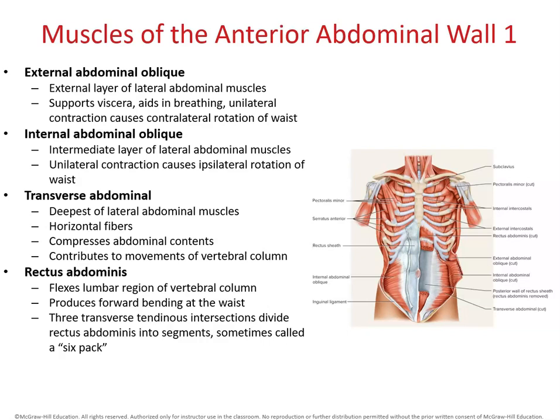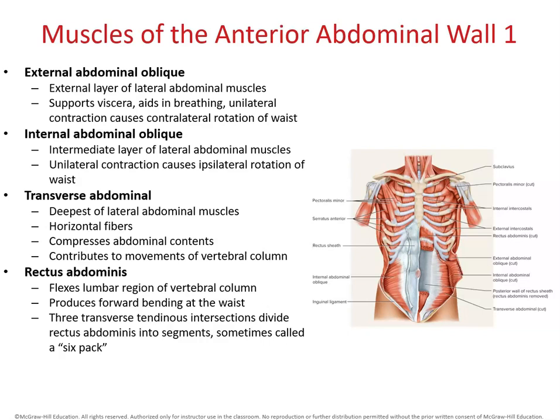So the external abdominal obliques, this is the outside layer. So if you're feeling on your belly, this is the layer that you can feel. And they keep your guts in, they keep your digestive system intact. They do have some role in breathing, not nearly as much as the muscles we just talked about, but they do have a little bit of a role in breathing. And they allow you to rotate at the waist. The internal abdominal obliques are a middle layer of muscles, and they're also involved in rotation at the waist.